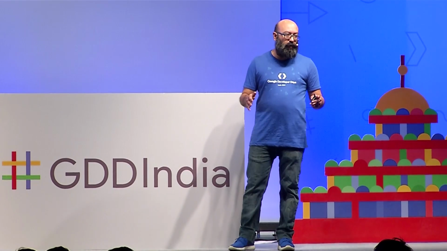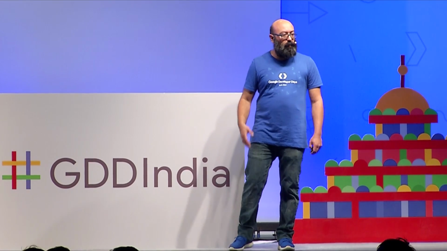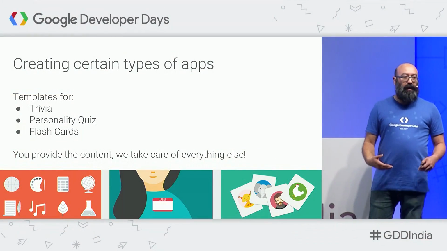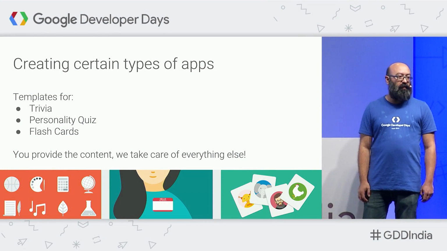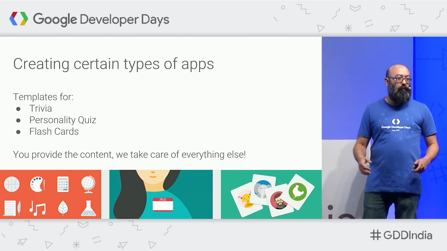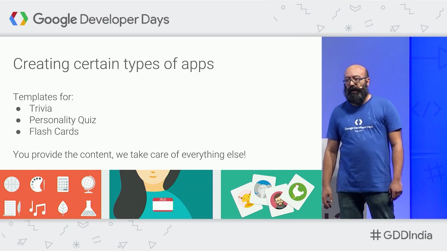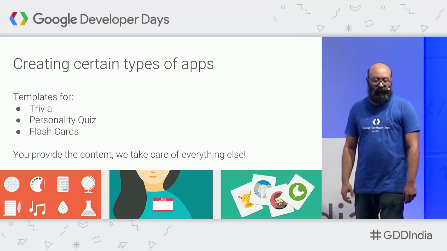I divided them into two groups. The first group is 3 things that we did to make your life easier, to make the life of anyone that's trying to develop an app on Actions on Google easier. Starting with actually making it extremely easy for you to create certain types of apps. For example, trivia games where you ask questions to users and you score them based on the number of correct answers that they get.